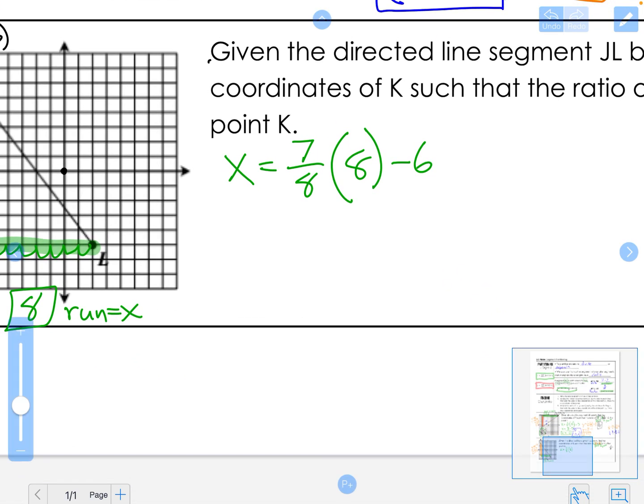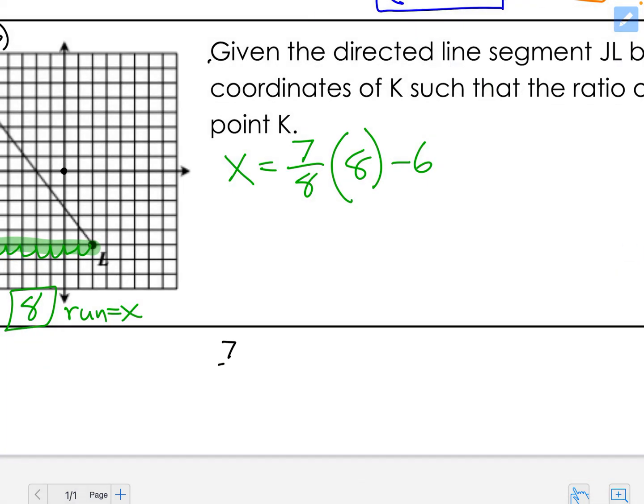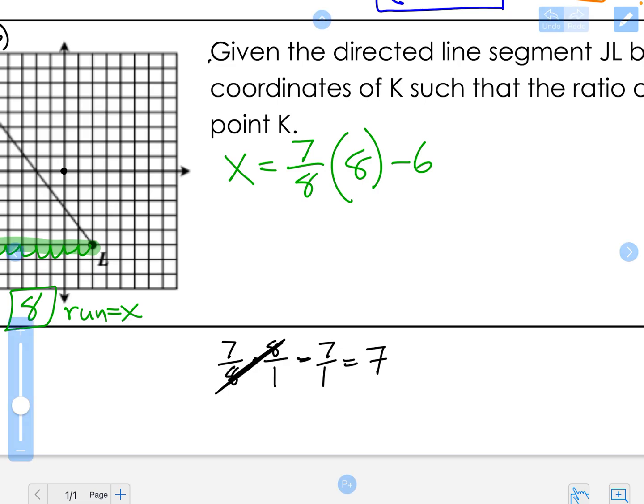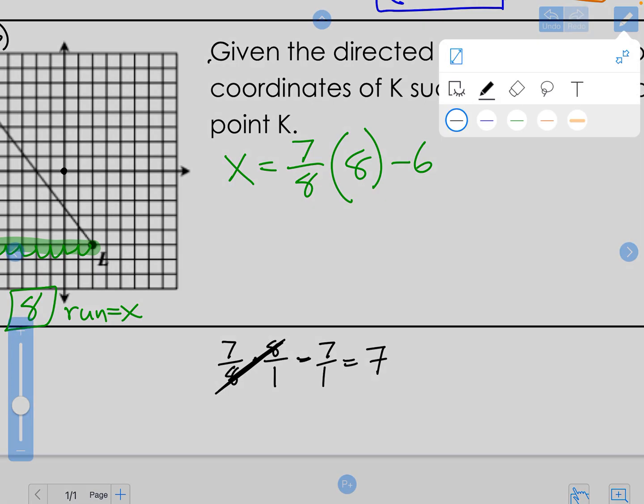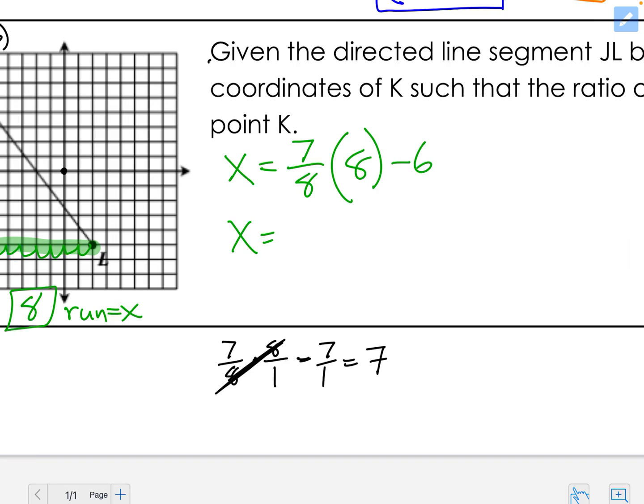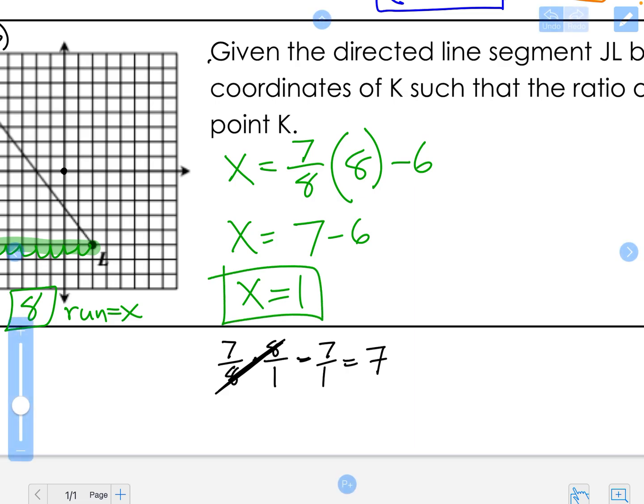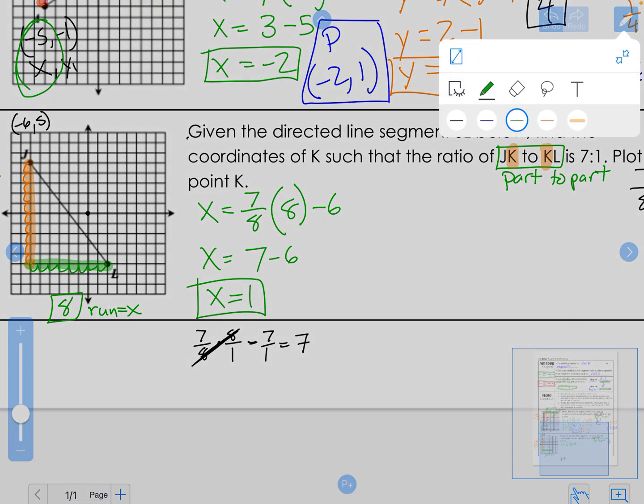So again, just a little bit of fraction math. So 7/8 times 8/1. So real quick, remember, if we have the same number on top of a fraction as we have on the bottom of the fraction, they cancel out, they go away. So I'm left with 7/1, which simply equals 7. So x is going to equal 7. 7 minus 6. So x is going to equal 1. And now it's time for us to do our y value.